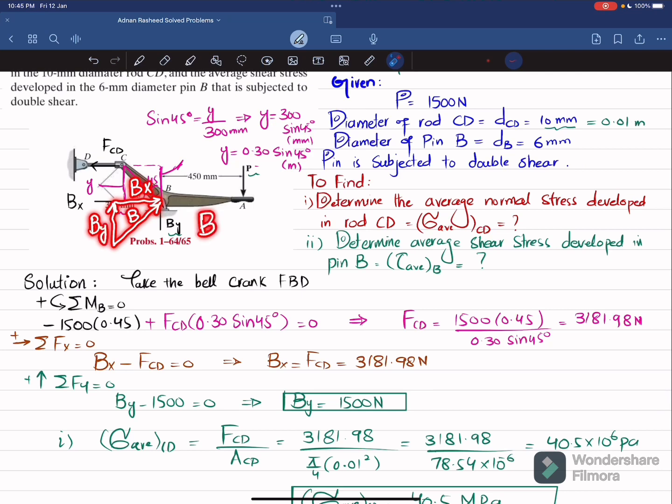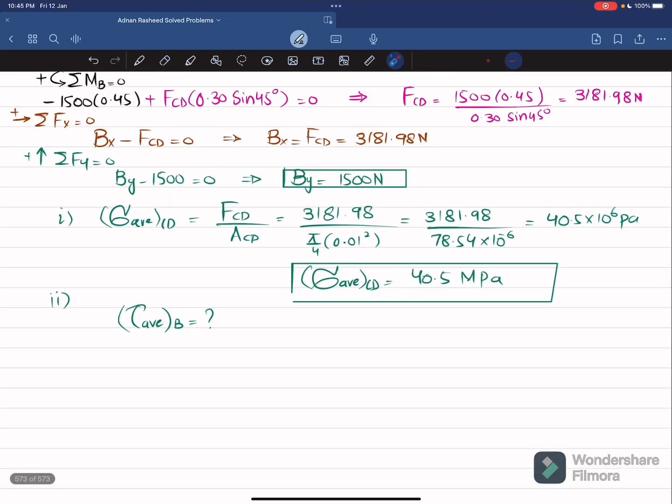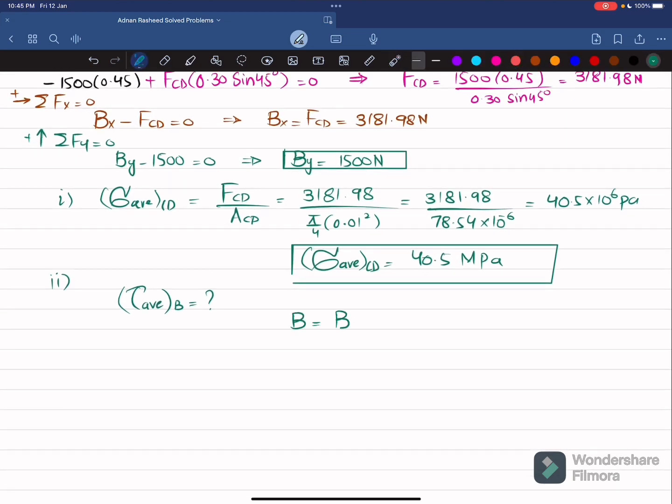By using Pythagoras theorem, B will be equal to the square root of Bx square plus By square. So we will calculate this B by using Pythagoras theorem. Put the value: Bx is 3181.98 square plus By is 1500 square under the root. So you will get B equal to 3517.81 Newton. Now you have this B.